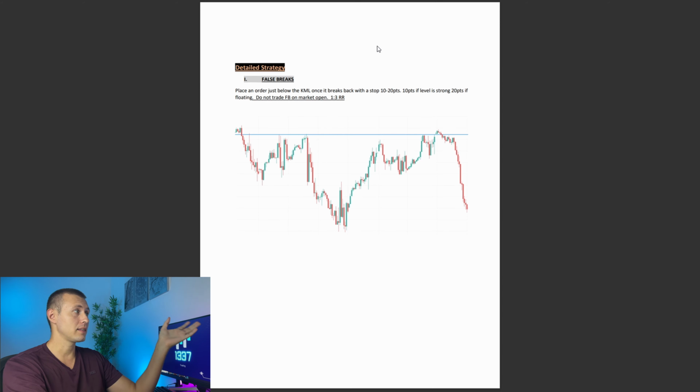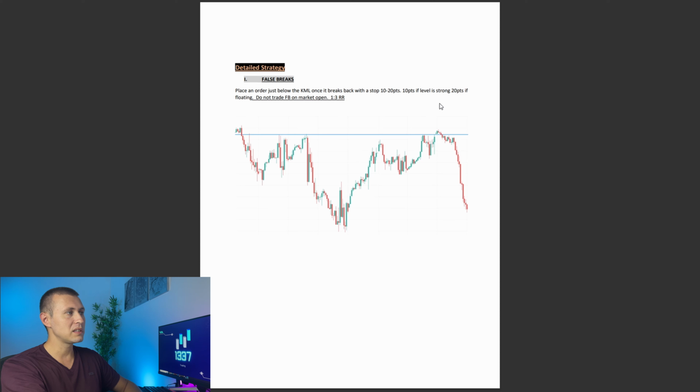False break is a standard strategy that I trade even to this day. So how do you trade the false break? As I've already explained to you in one of the previous videos, when this key market level is broken, let's say here, when it starts reversing back, I will just place an order a little bit below the key market level, and if it reverses all the way down, I will consider it a false break because we didn't have enough strength to stay above the level, and we reversed and we went down.